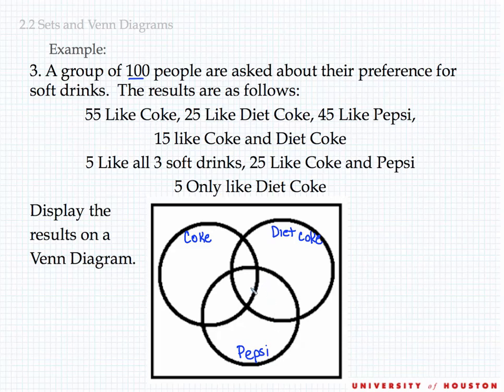Now, the best way to do these is to start with what everybody has in common. 5 people like all 3 soft drinks. All 3 soft drinks would be represented in this region right here. This is where all 3 of them overlap, so that would be 5 people. Now, let's find the other intersections. 15 people like Coke and Diet Coke. Coke and Diet Coke is everything in this region. Now I already have 5, so I need 10 more to make 15 to fill this up.